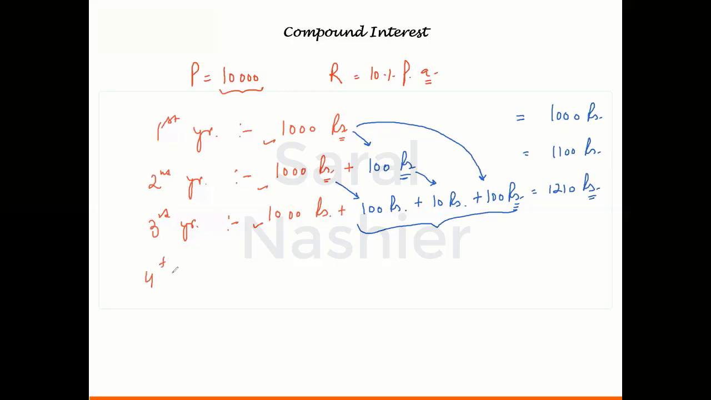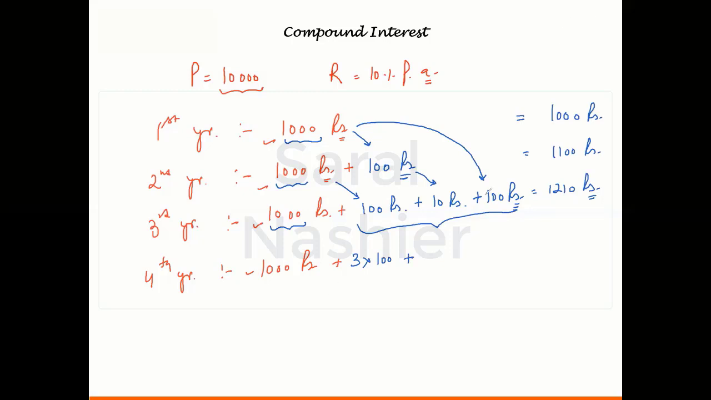I mean, if I talk about the interest for the fourth year, how much interest would I get? Obviously 1000 rupees I'll get on 10,000. This has to be there. What is the extra interest? I will be getting interest on each of these three 1000s. So 10% of 1000, three times, that is 300 rupees.